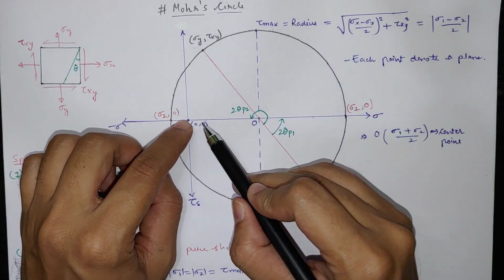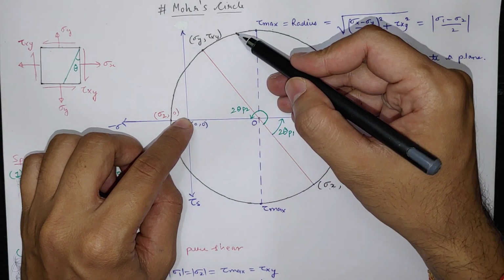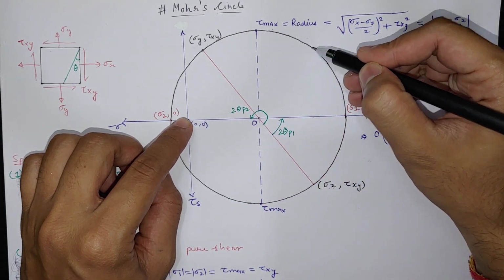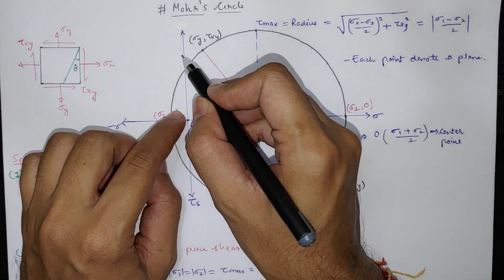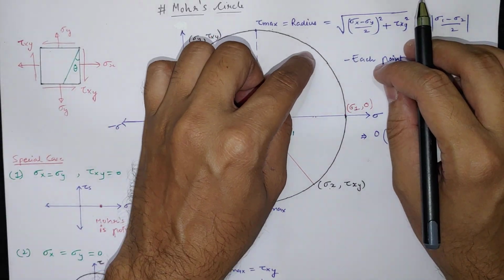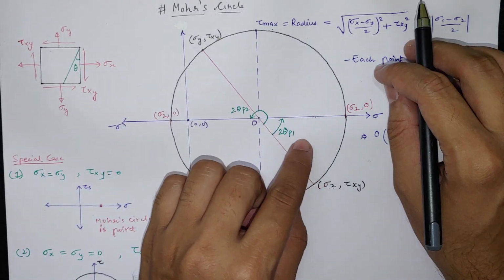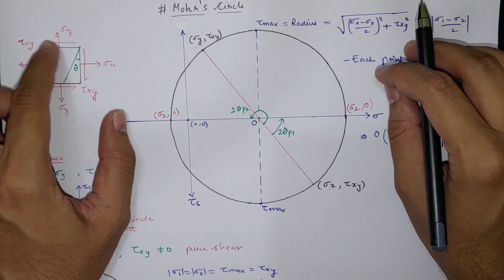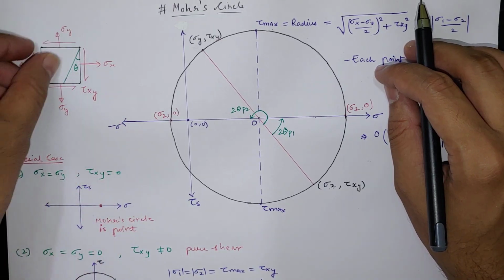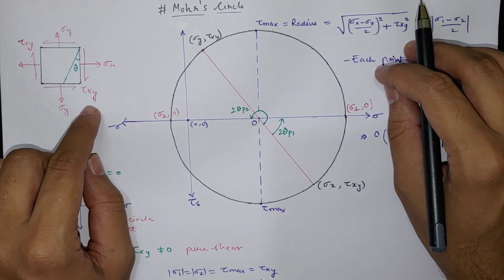If we plot any point, let's say this point, on the x-axis we get normal stress, and on the y-axis we get shear stress. So all the points denote one particular plane on our stress element, at a particular angle from our reference line.